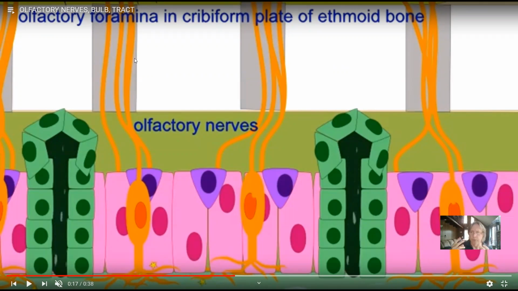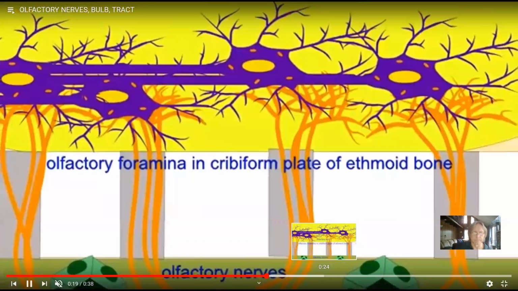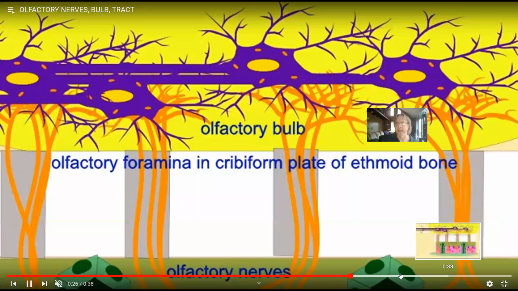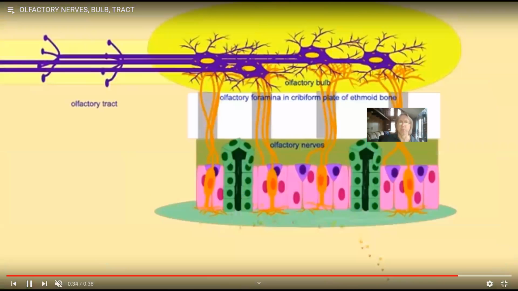because, instead of the optic nerve, where we have these two big optic nerves, we don't have big olfactory nerves. We have lots of little ones, which then go through the olfactory foramina in the cribriform plate of the ethmoid bone. And this then goes into the olfactory bulb. I'll show you the olfactory bulbs in just a second. And from here, there would be an olfactory tract, which would then go to other regions of the cerebrum.